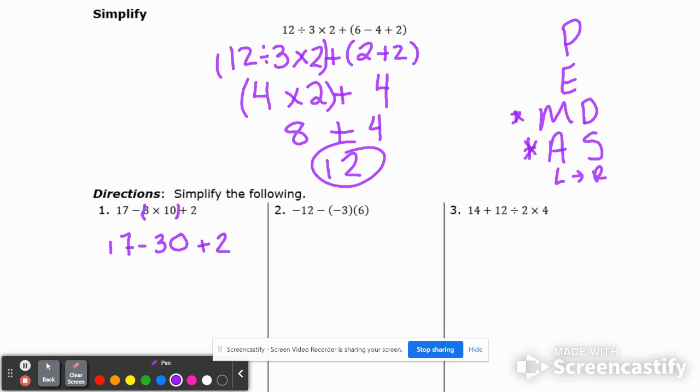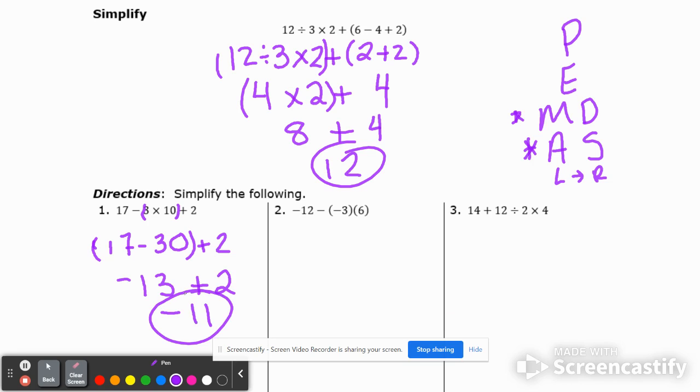All right, so then since I just have subtraction and addition left, I'm just going to take care of these left to right. So 17 minus 30 is going to give me negative 13 plus 2. Taking care of that, negative 13 plus 2 is just negative 11.